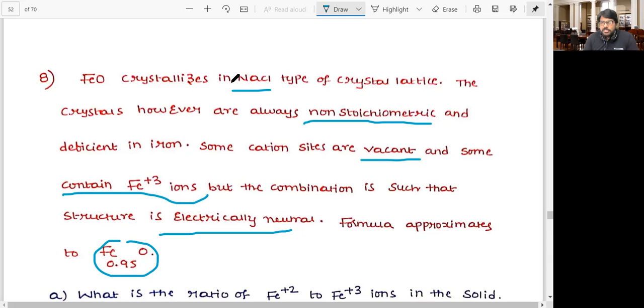Actually, NaCl structure he's saying. Very good. And Na plus ions, what is the position of cation? Body center and edge center. Originally, how many sites? Finally, how many sites are vacant? You have to find the percentage.